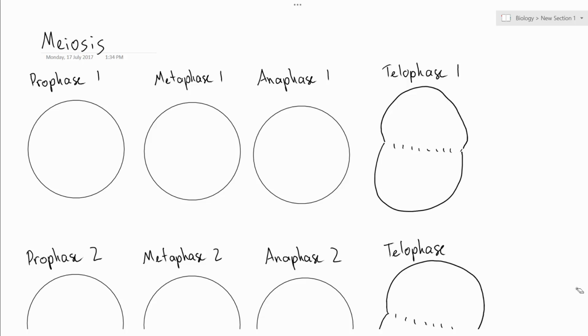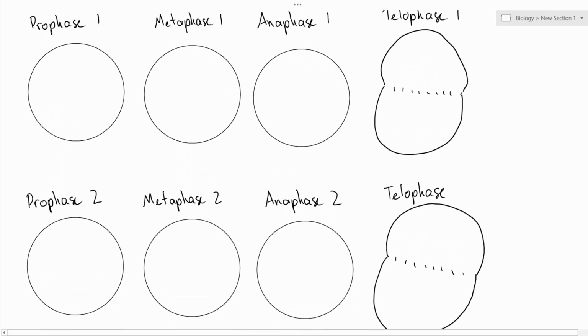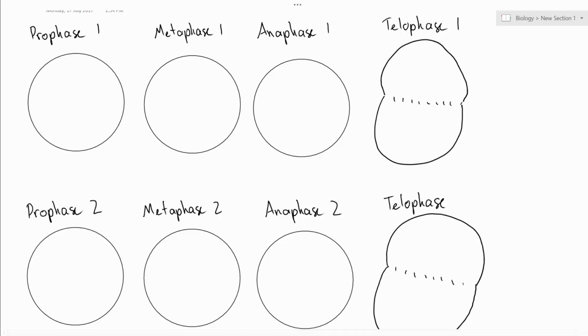And the first key difference, which you might already be able to see in the way that I've set up, is we have two cycles of division. So we have prophase, metaphase, anaphase, and telophase 1, and then prophase, metaphase, anaphase, and telophase 2. So there's 2 rounds of division which occur, and this is what helps us to get from having diploid cells to haploid sex cells. Obviously, diploid being a full set of chromosomes, haploid being a half set.